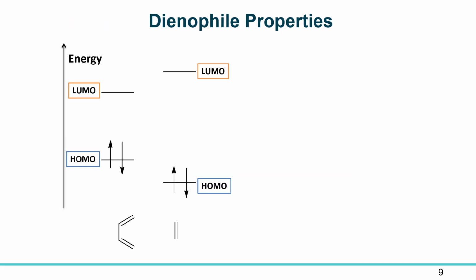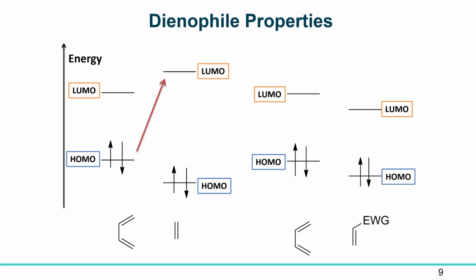In the case of the Diels Alder reaction, the HOMO of the diene donates electrons to the LUMO of the dienophile. For a dienophile with no electron withdrawing group, there is a significant energy gap between these two molecular orbitals. However, when an electron withdrawing group is present on the dienophile, the energy level of the LUMO drops, decreasing the energy gap between the HOMO and LUMO, allowing the reaction to proceed more easily.